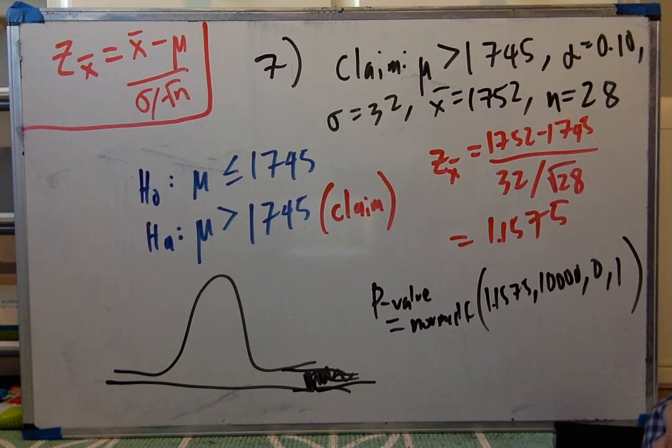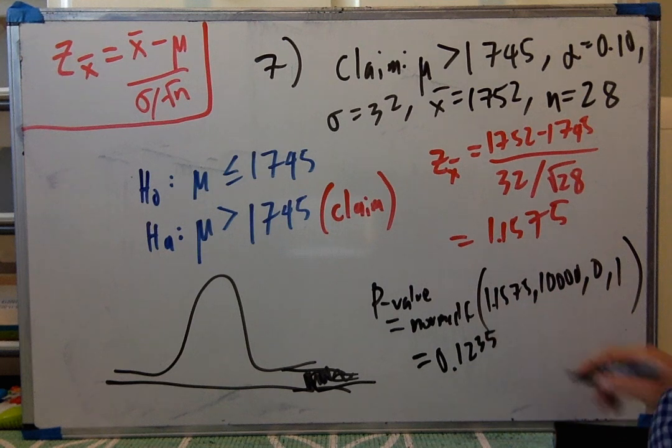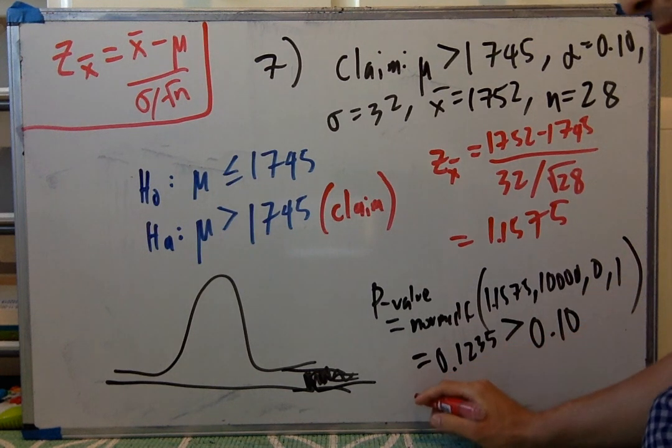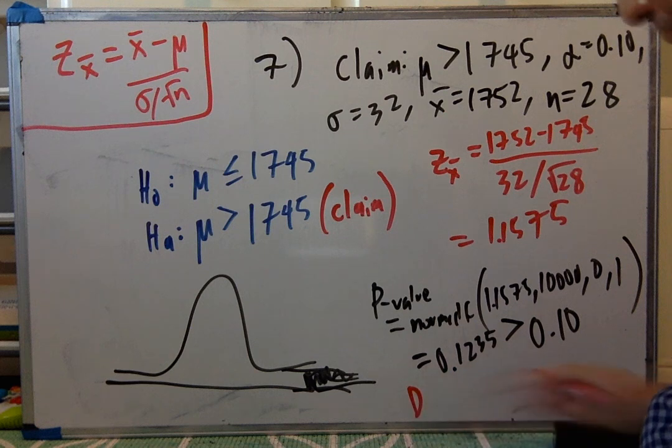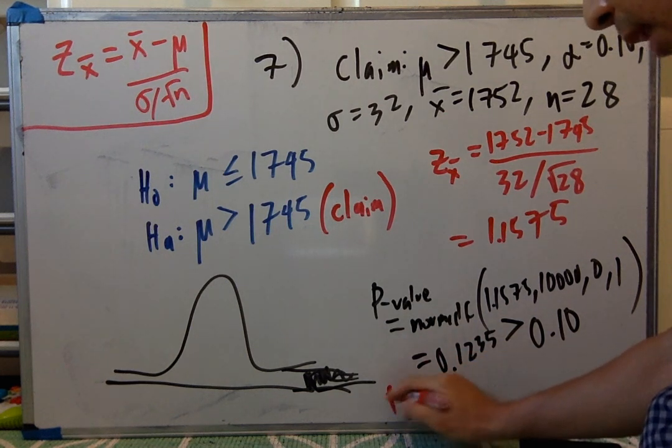And I get, oh, wait, I typed that in wrong. 1.1575. Okay, I got 0.1235, which is bigger than my alpha, which was 0.1, right? So bigger than that means we fail to reject H naught. That's the lingo that they use. Fail to reject.